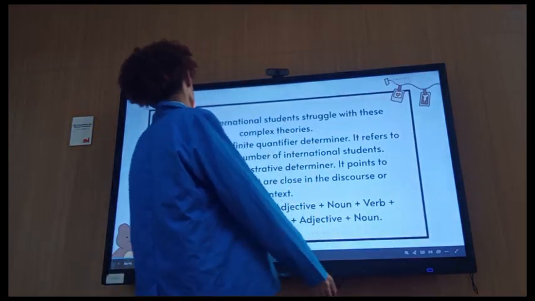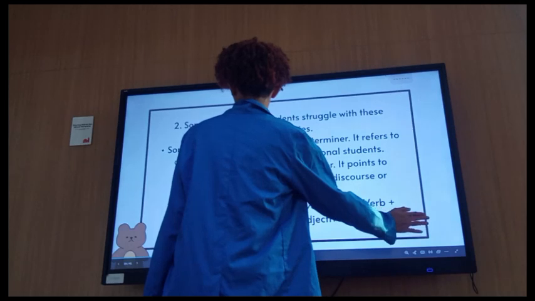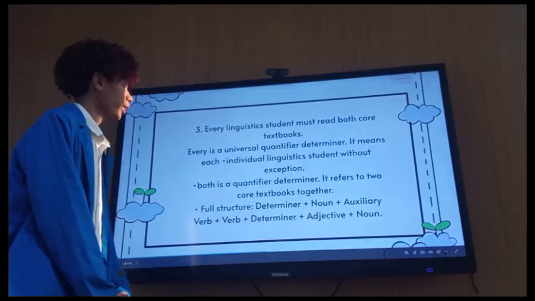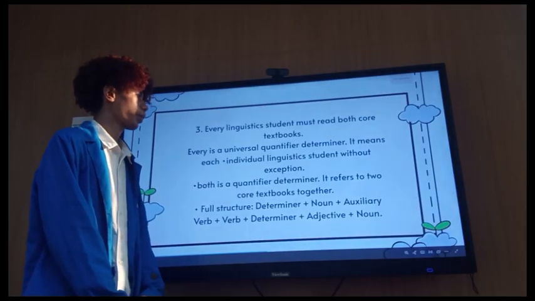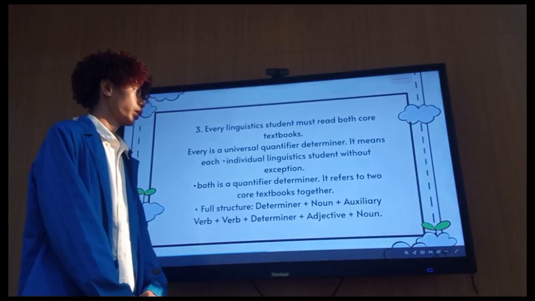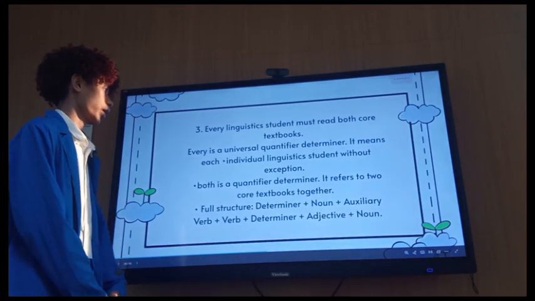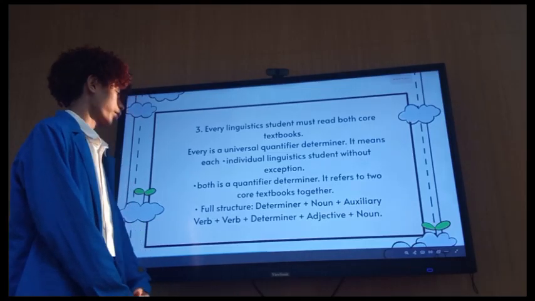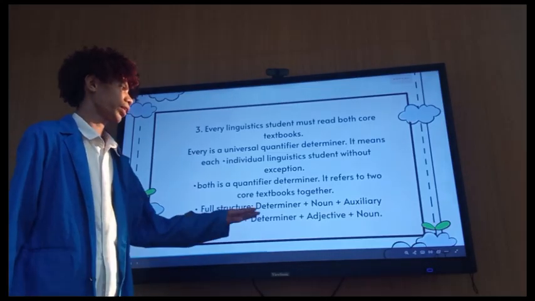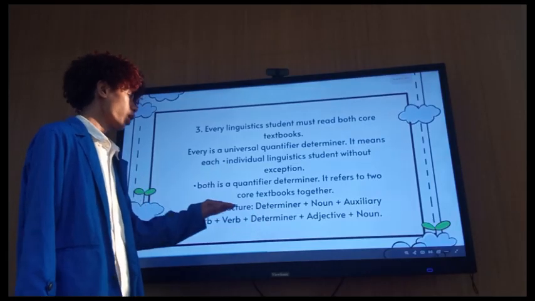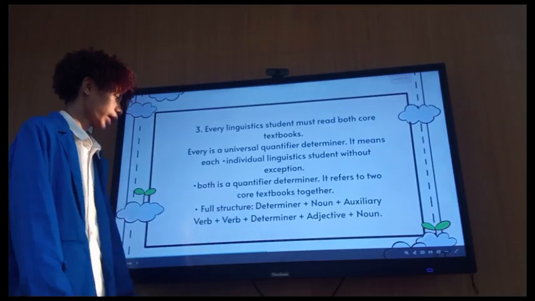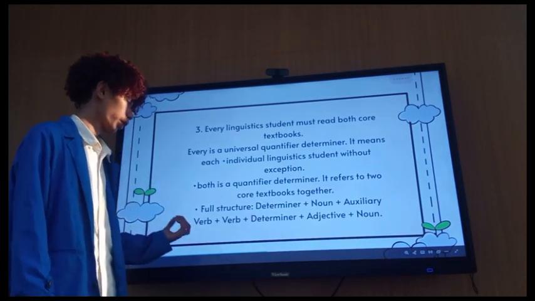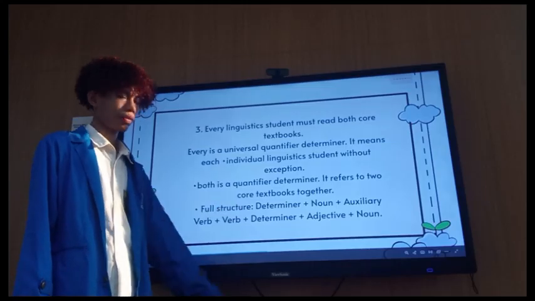Next, example number 3. Every linguistics student must read both recommended textbooks. Every is a universal quantifier determiner. It means each individual linguistics student without exception. Both is a quantifier determiner that refers to two recommended textbooks together. Full structure: determiner plus noun plus auxiliary verb plus verb plus determiner plus adjective plus noun.